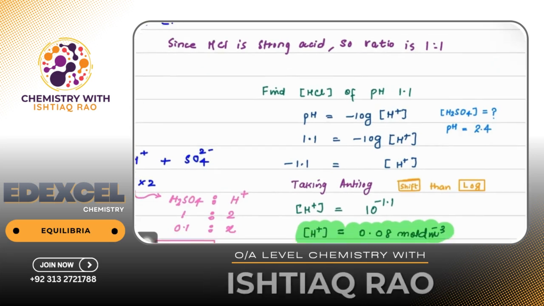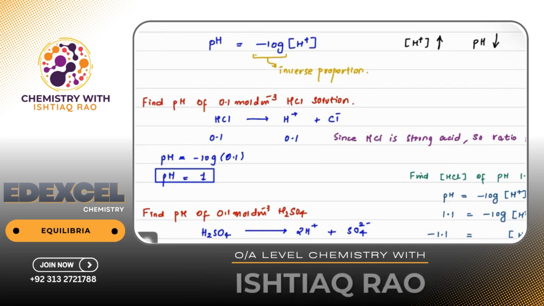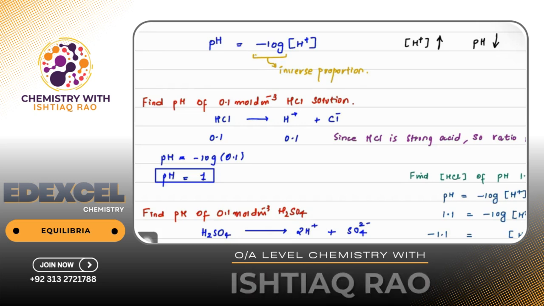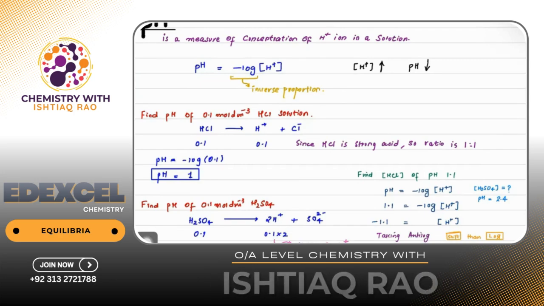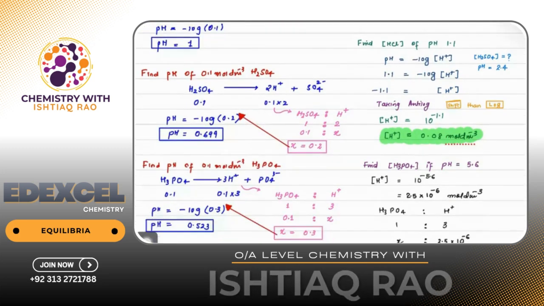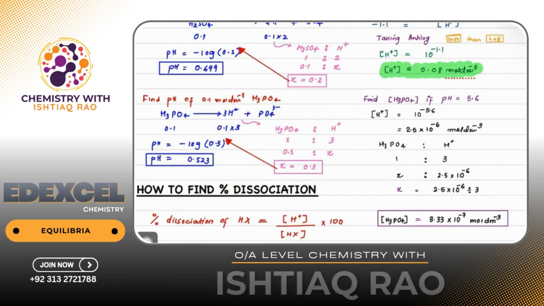So it's all about finding the pH of an unknown solution when the concentration is given, or vice versa, when the pH is given. So it's very easy to find the concentration of anything, or the pH of anything, since we know the relation, right?